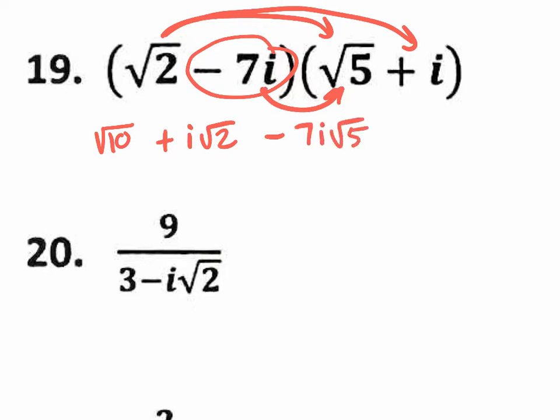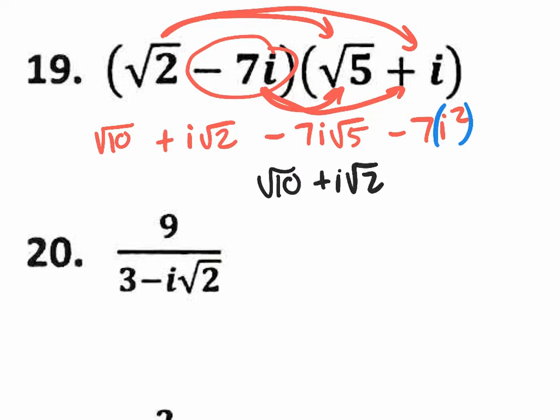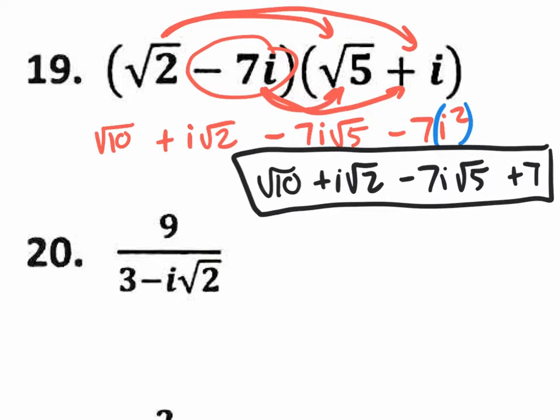Last but not least, negative 7i times positive i. What's that? Negative 7 with an i squared. And we should all remember that the i squared is really a negative 1. So the only thing that changes here is that i squared to a negative 1, which makes it a positive 7. Everything else stays exactly the same. So our final answer is square root of 10 plus i square root of 2 minus 7i square root of 5, and then plus 7. That's your final answer for number 19.